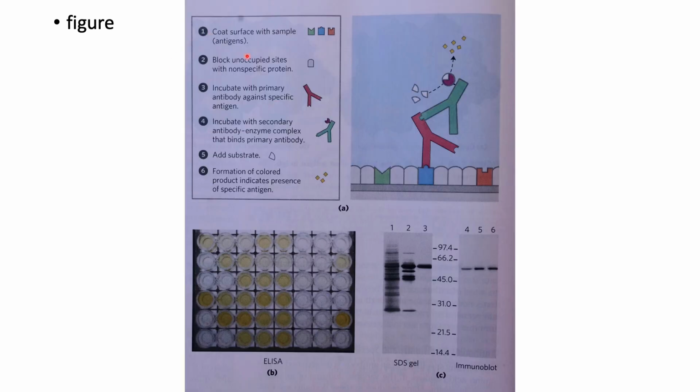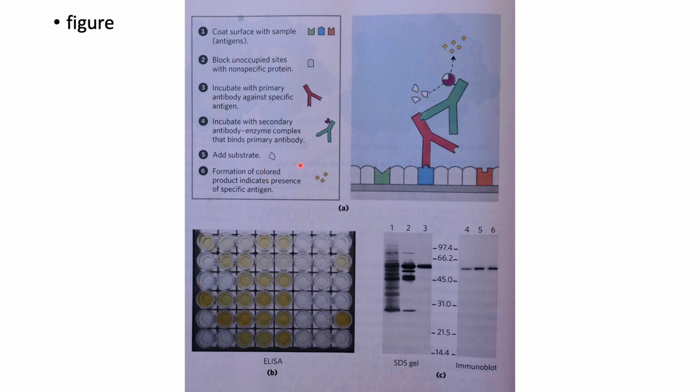So, for example, you can coat a surface with sample antigens, which are here. You can block unoccupied sites with nonspecific protein, which are here. You can incubate with a primary antibody against specific antigens here. And then a secondary antibody enzyme complex can bind to that antibody. You can use washing steps.